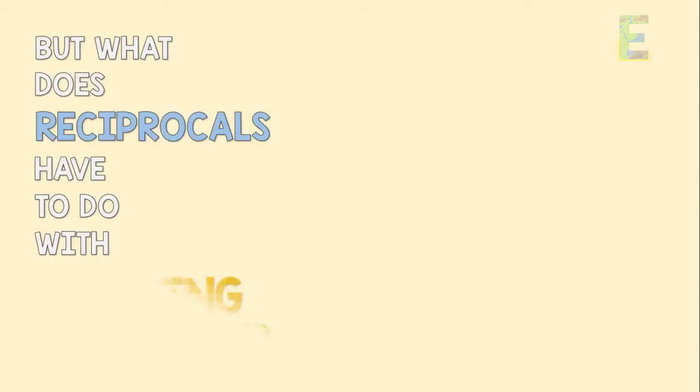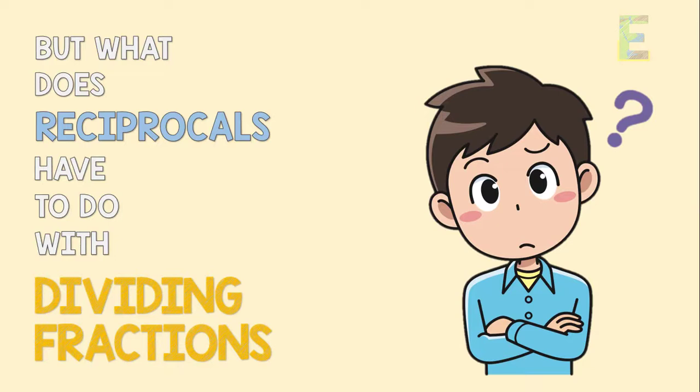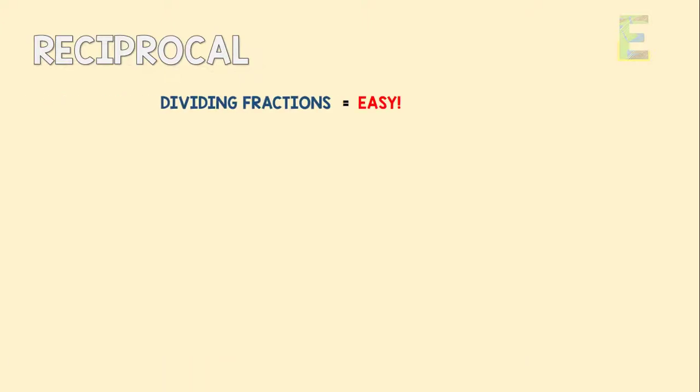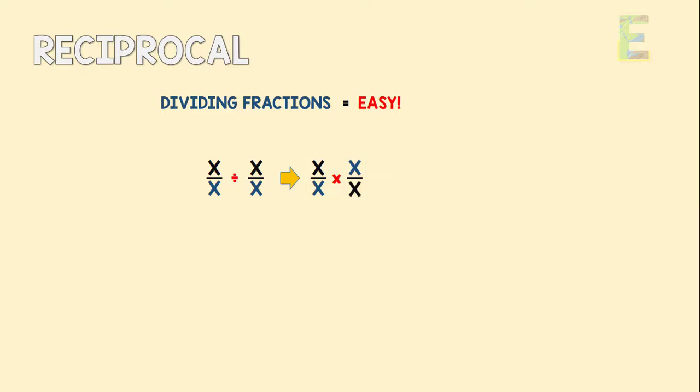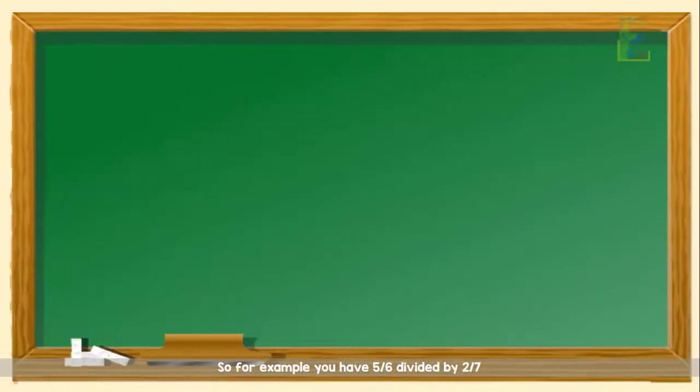But what do reciprocals have to do with dividing fractions? Well, reciprocals are used so that dividing fractions will be easy. Whenever we have to divide something by a fraction, all we have to do is multiply it by the reciprocal of that fraction. So for example, you have 5 over 6 divided by 2 over 7.